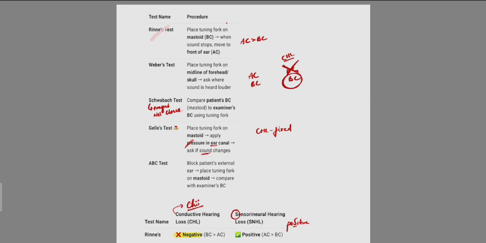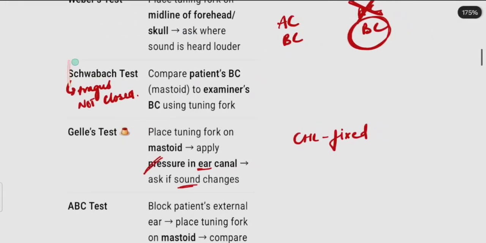In Rinne's test, positive, again wherever it is S, it is SNHL. So positive will be in SNHL, negative will be in the CHL. Normal or SNHL has positive. Next, Schwabach's, both the pathways are assessed, so the sensory and the conductive hearing loss, because the tragus is not closed, and we know why. Here you're going to remember shortened, S, SNHL will come, and if it is prolonged, it will be CHL.